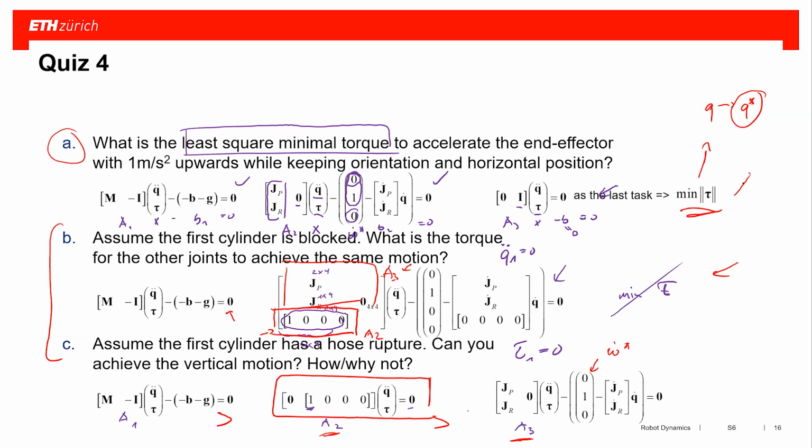You can also have nonlinear inequality tasks, like Q1 must be greater or less than a Q1 limit. But again, this is on Q level, so I have to somehow bring this to Q1 dot and Q1 double dot level through barrier functions that are typically applied on that. But this is beyond what we're discussing in this class. If you're interested in that, come into a research project with us, and you're going to see this in a complex system.